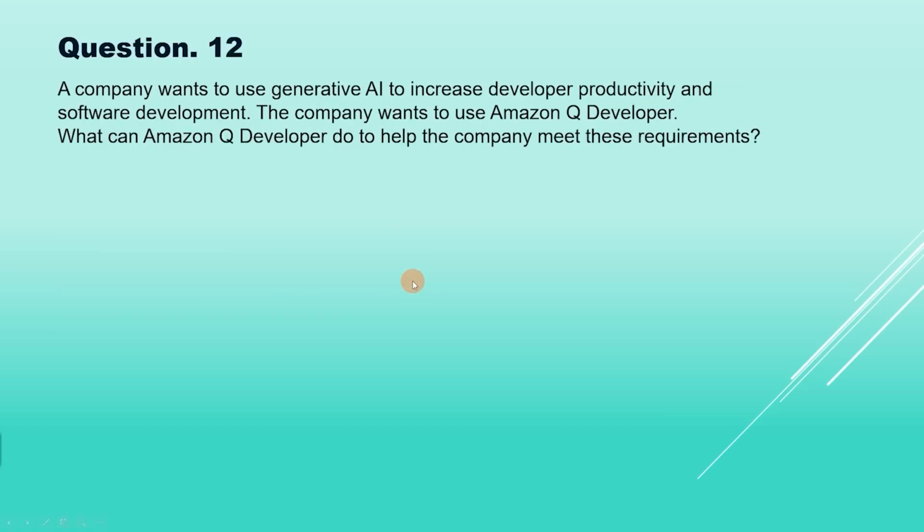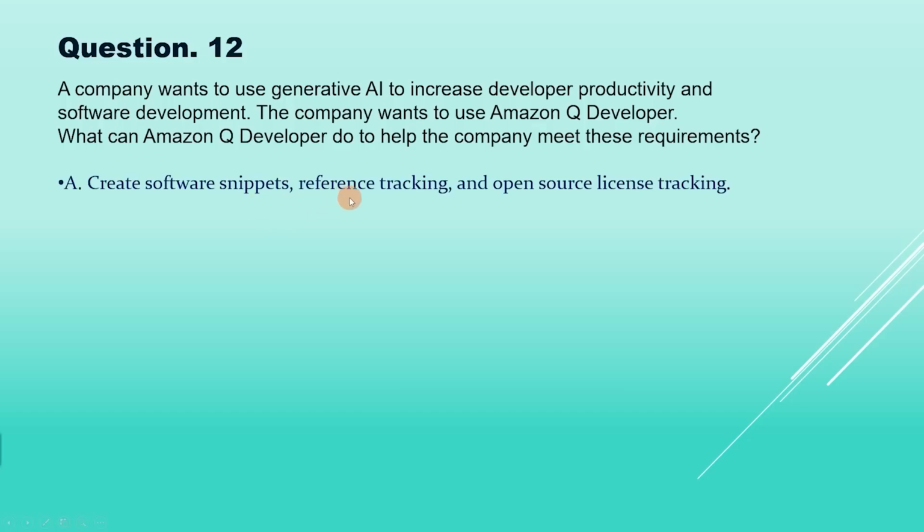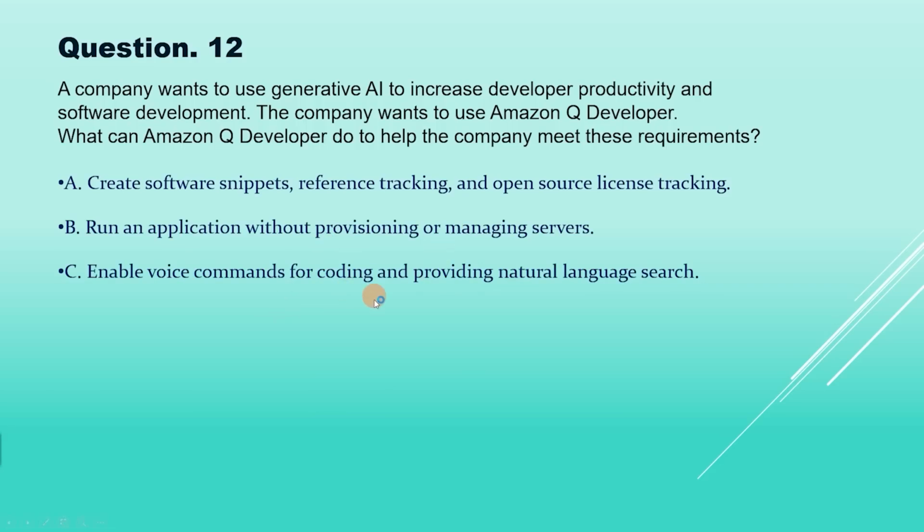Now question number 12. A company wants to use generative AI to increase developer productivity and software development. The company wants to use Amazon Q Developer. What can Amazon Q Developer do to help the company meet these requirements? Here are the options. Option A, create software snippets, reference tracking, and open source license tracking. Option B, run an application without provisioning or managing servers. Option C, enable voice command for coding and providing natural language search. Option D, convert audio files to text documents by using ML models.